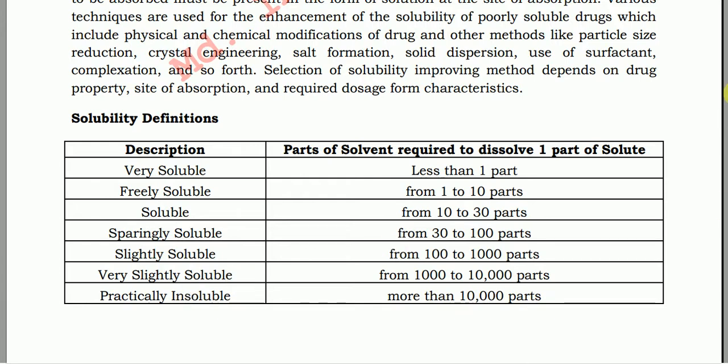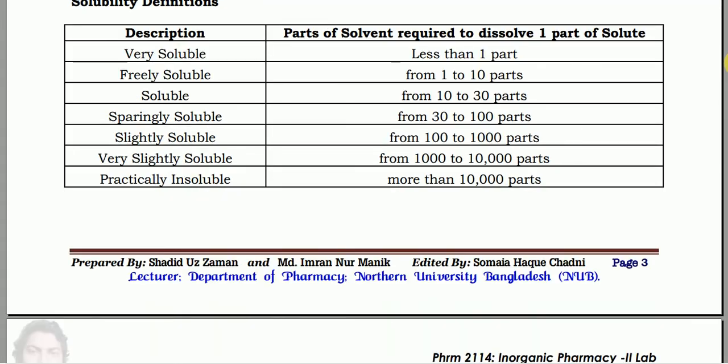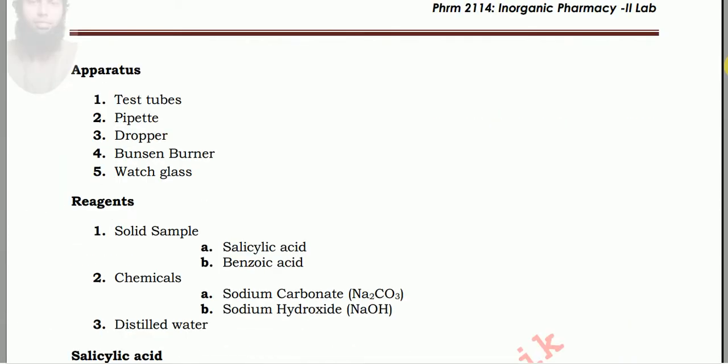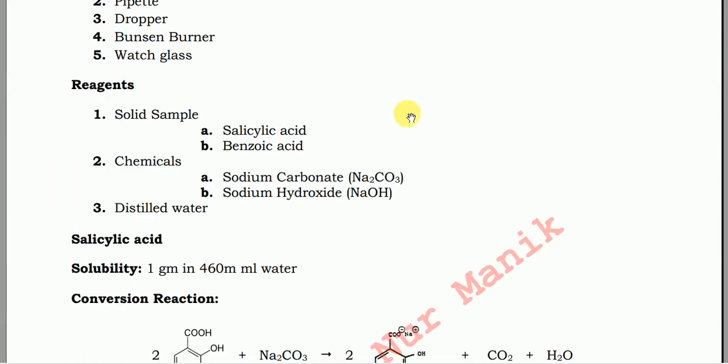So what we are going to do is solubilize some sparingly soluble substances, and our solid sample reagents are salicylic acid and benzoic acid.